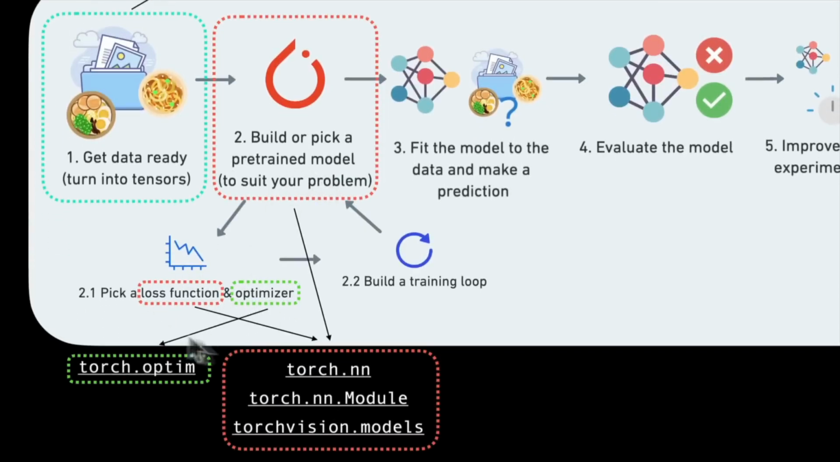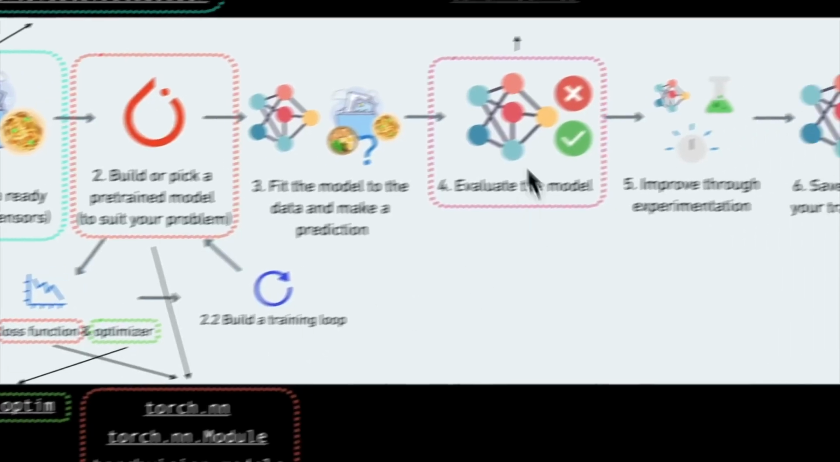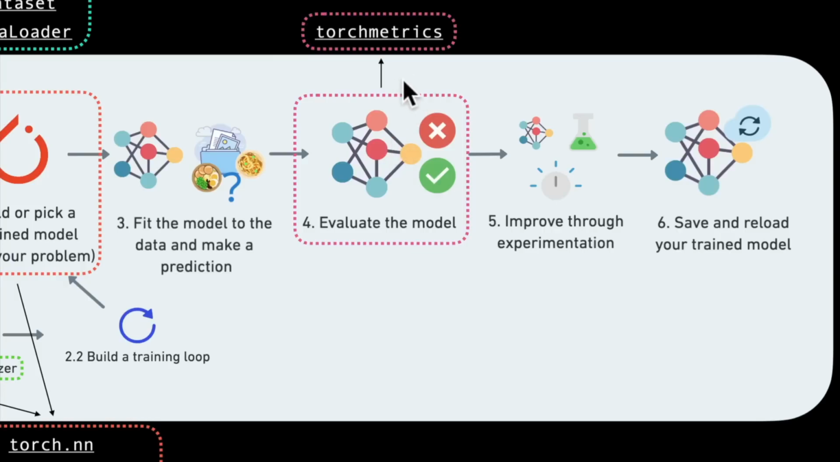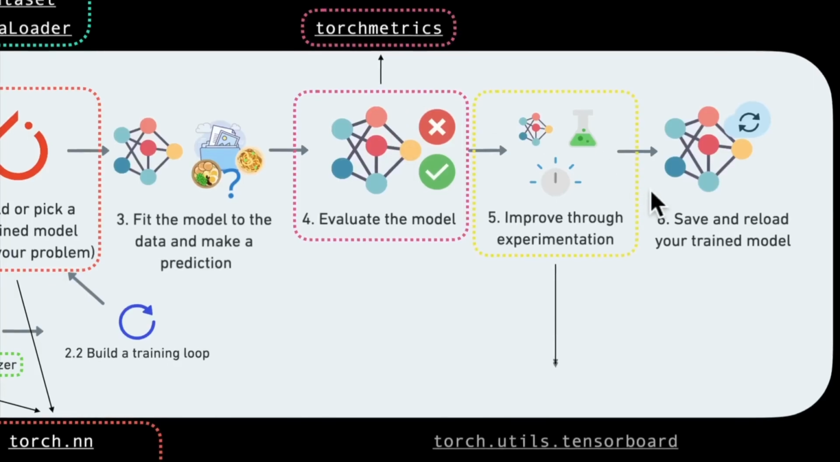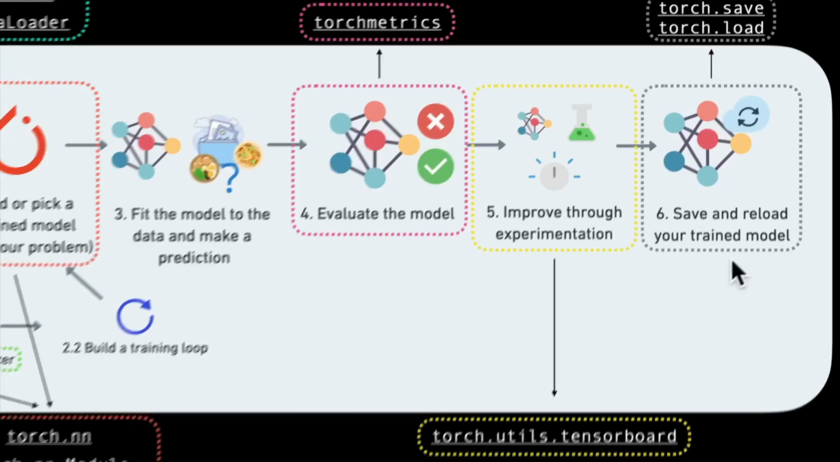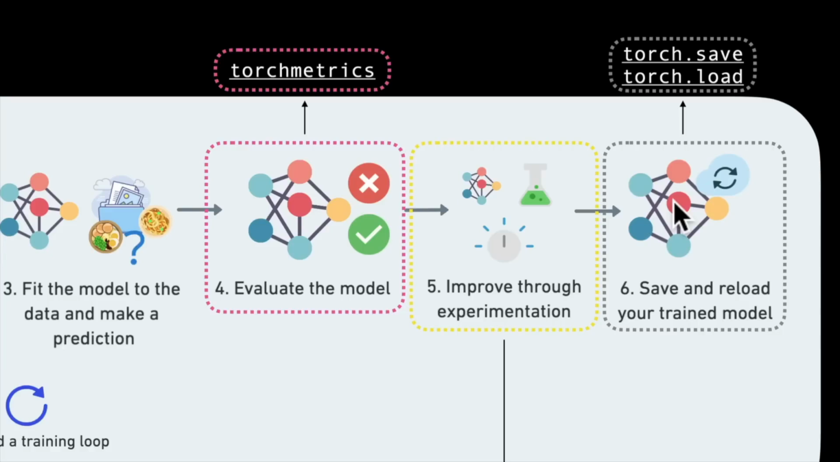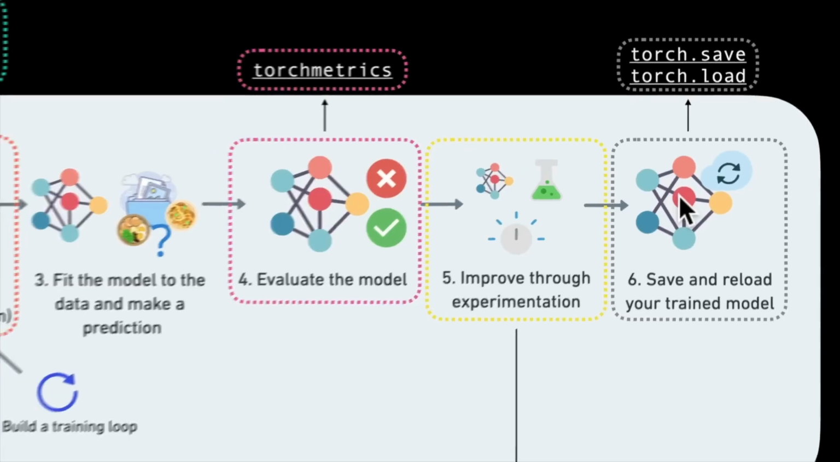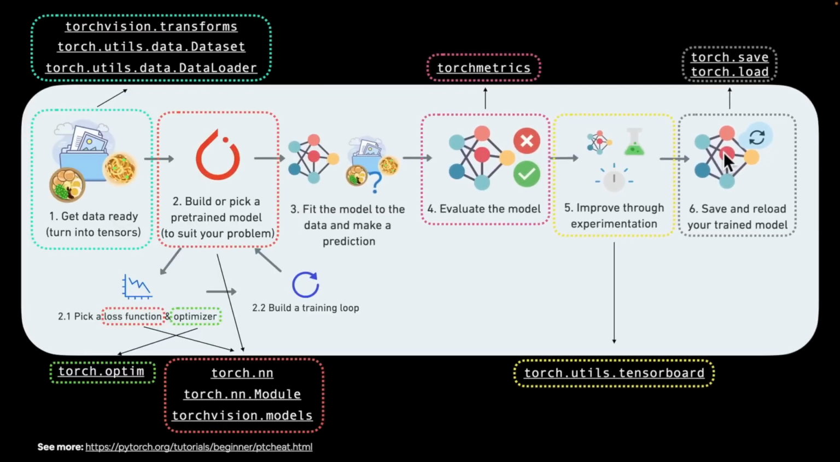We'll go through all the steps that are involved in training a model, such as picking a loss function and an optimizer. We'll build a training loop. We'll evaluate our model. We'll improve through experimentation. And then we'll see saving and reloading our model, but we're also going to practice predicting on our own custom data, which is a very, very important step whenever training your own models.